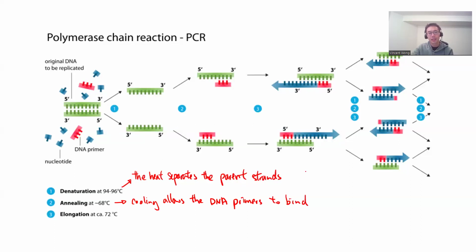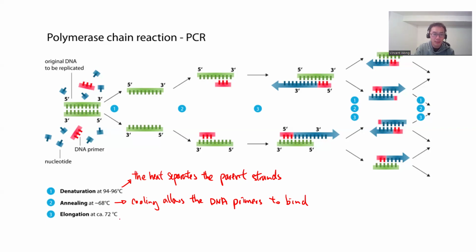Okay, only the primers will bind. The DNA strands are not going to come back together because the primer is relatively short, right? So there are only a few hydrogen bonds there, certainly much fewer than the template strand. So if you lower the temperature a little bit, it will be low enough for the primers to attach, but not for the strands to come back together.